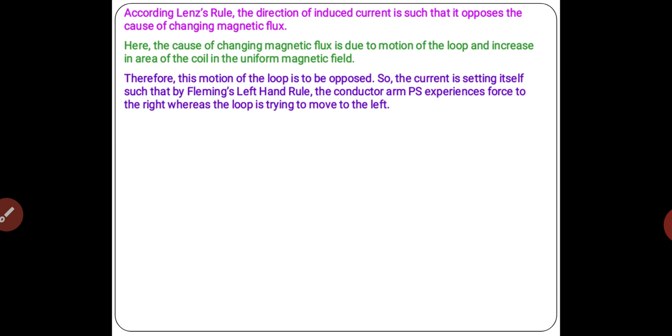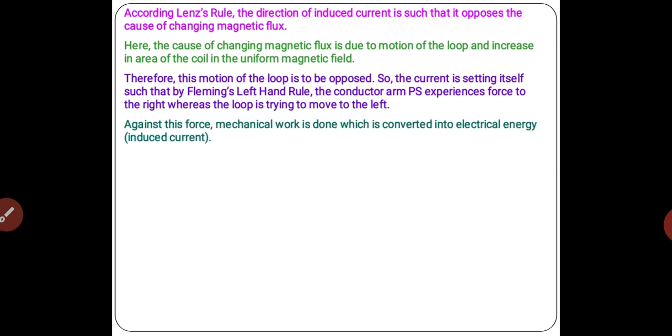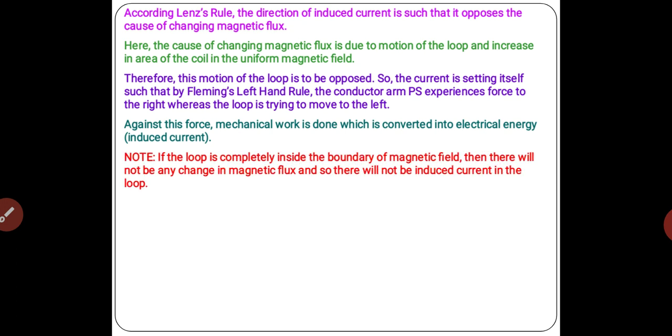So the current sets itself such that, by Fleming's left hand rule, the conductor arm PS experiences a force to the right, whereas the loop is trying to move to the left. Against this force, mechanical work is done, which is converted into electrical energy. If the loop is completely inside the boundary of the magnetic field, then there will not be any change in the magnetic flux, so there will not be induced current in the loop.